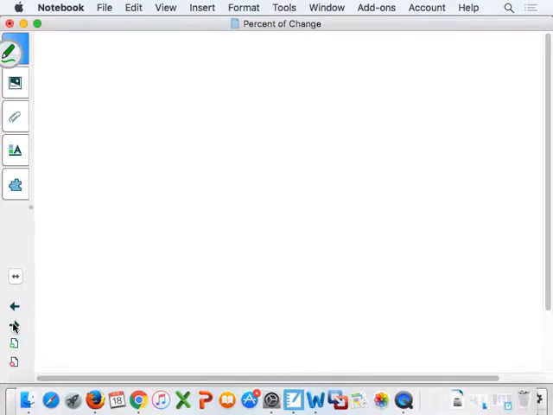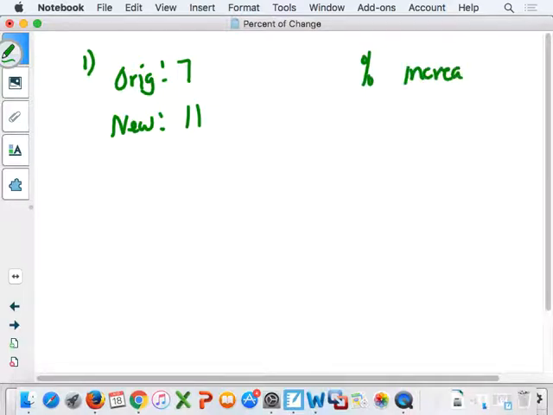Let's look at the first example. Let's say that there were originally seven children on the playground. And then when you took a count, there were 11 children on the playground. Did the number of children on the playground increase or decrease? Well, the number of children increased. Originally there were 7 and now there are 11. So we know that whatever percent we find is going to be a percent increase.